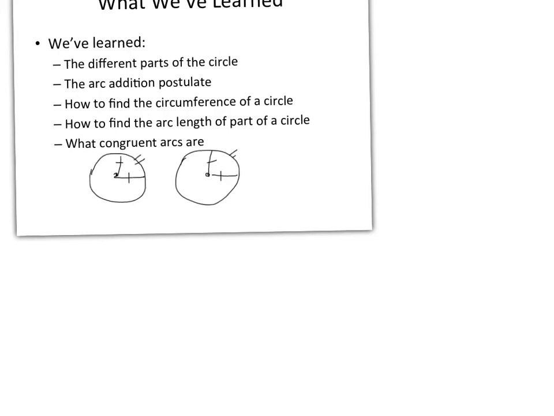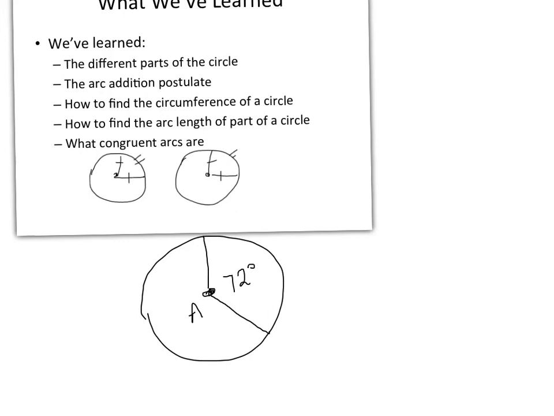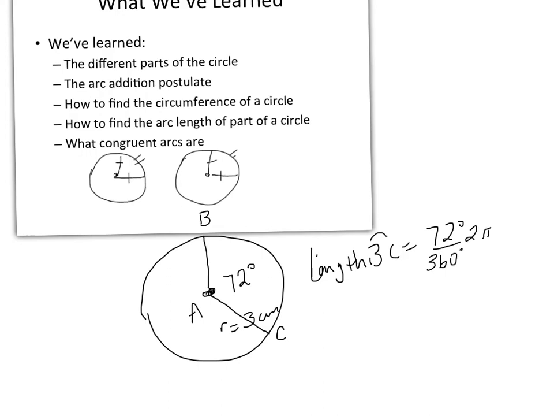So we're going to have a circle here, and this is circle A. And I am going to give you an arc, and that is 72 degrees, and this is arc BC, right? And we have a radius equal to 3 centimeters. I want you to find the arc length of arc BC. Well, the length of arc BC is going to equal the measure of that arc, which is 72 degrees, divided by 360 degrees, times 2 times pi times my radius, which was 3 centimeters.